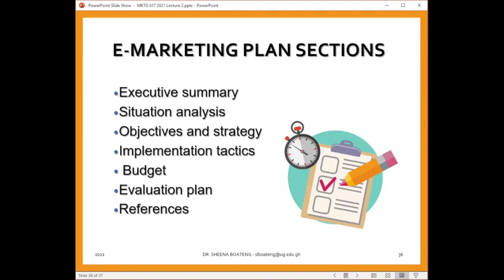To be able to do this, you have to select a particular organization on which you will base your e-marketing plan assignment. Now, you can choose from an organization that does business solely online, or an organization that does a blended approach of doing business both offline and online, of which we have a lot of Ghanaian firms currently doing so. So once you decide on the organization that you're going to use, you just need to notify me so that we can compile a list of all the organizations and firms that have been selected, so that we don't have one group doing their assignments using the same organization, right?